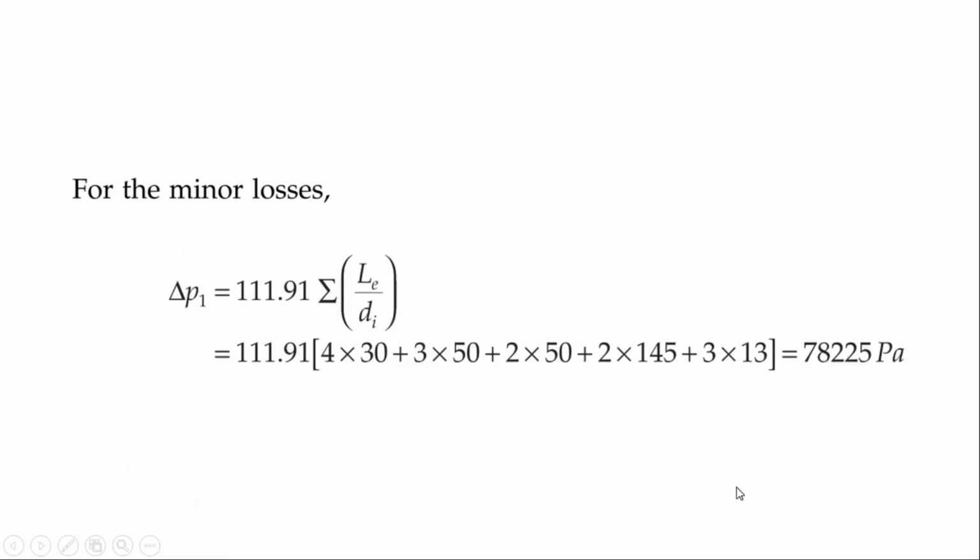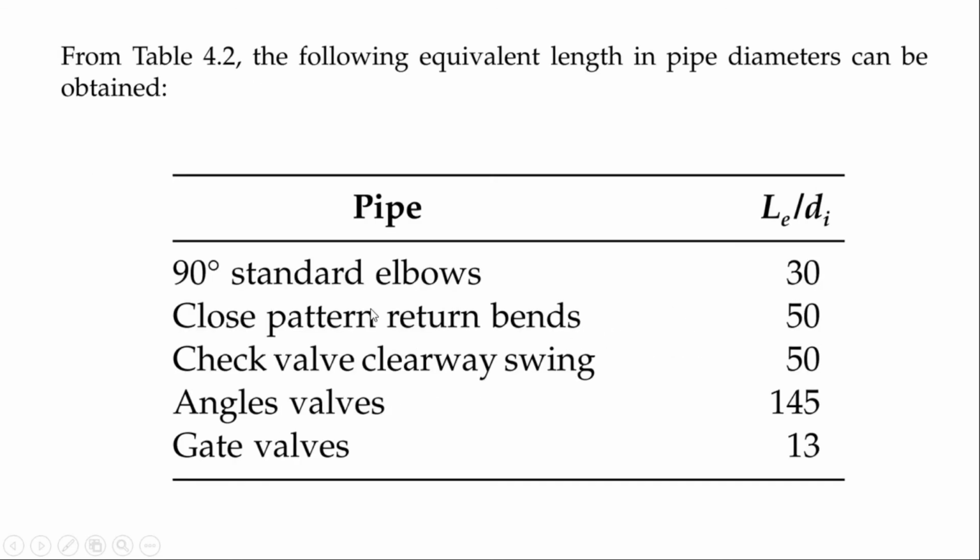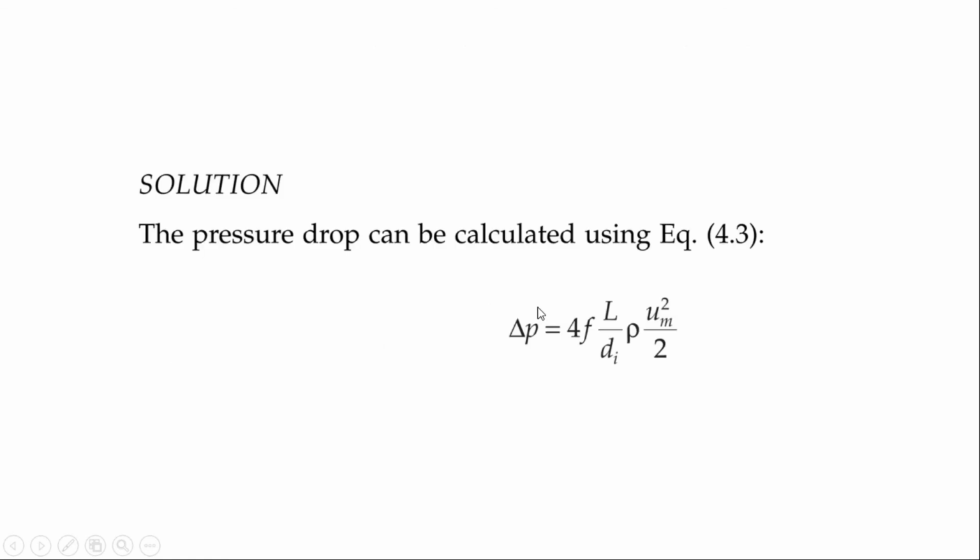So delta P1 for the minor losses would be calculated for all the fittings, right? For example, for the 90-degree standard elbows, the equivalent length to diameter ratio is 30. There are 4 90-degree standard elbows, so you have to multiply it by 4. For all the other fittings or valves, you have to multiply by the number at which they are present, right?